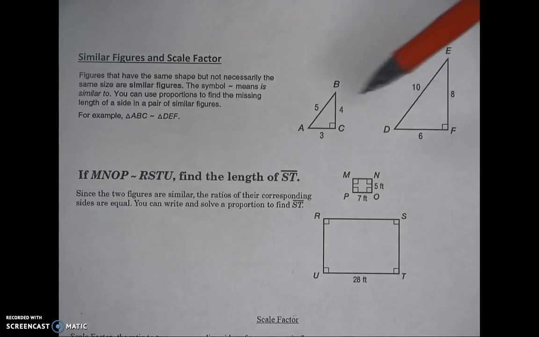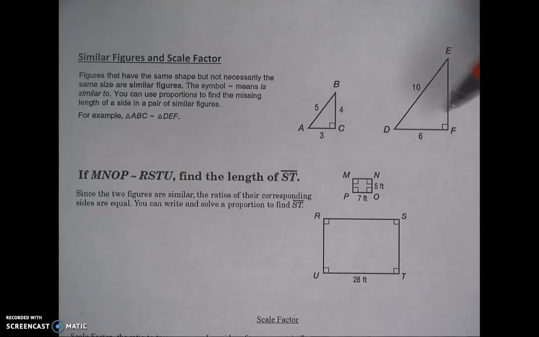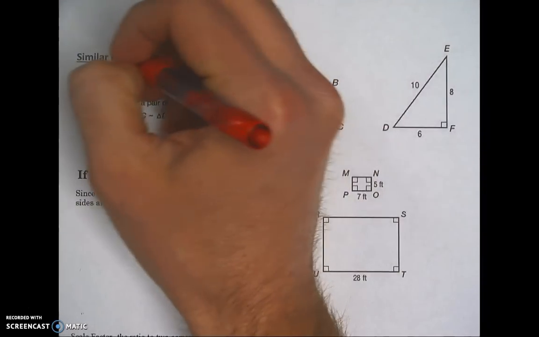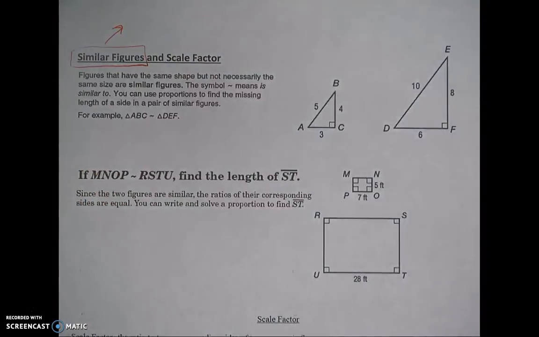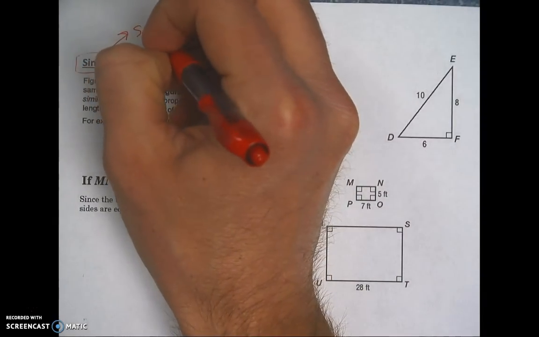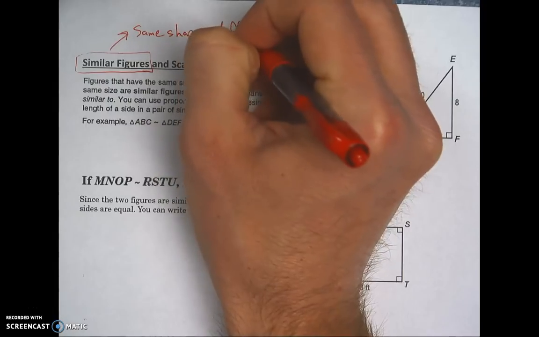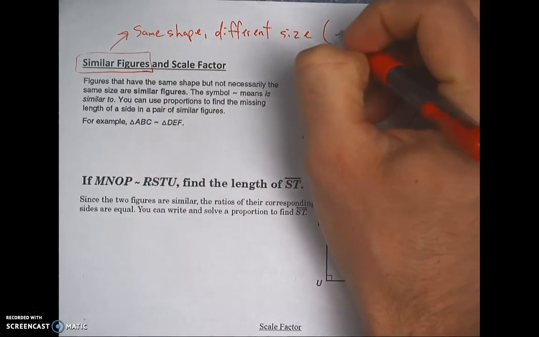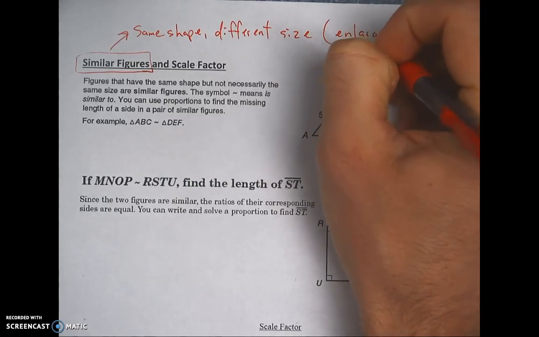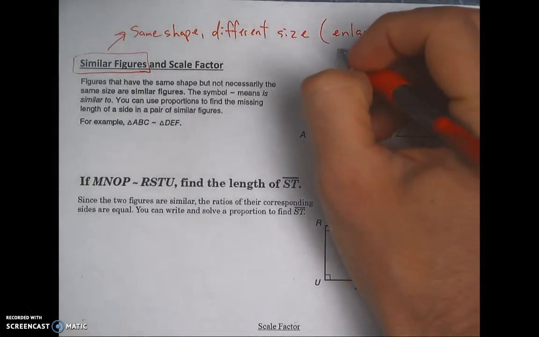If you take a look at these two, it's the same shape. It's the exact same shape, but this one's just bigger. So it's kind of like an enlargement. So let's write a little quick thing here. Same shape, different size, and then in parentheses, this can be an enlargement, or if you were going the other way, it could be a reduction.